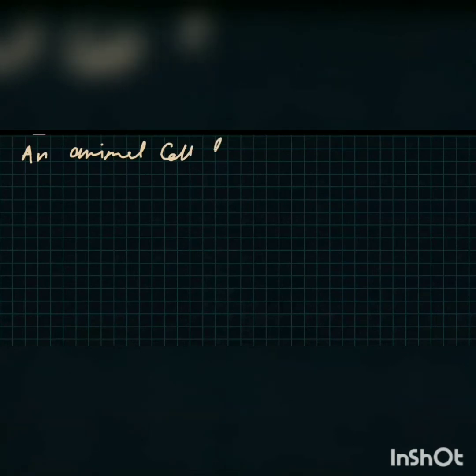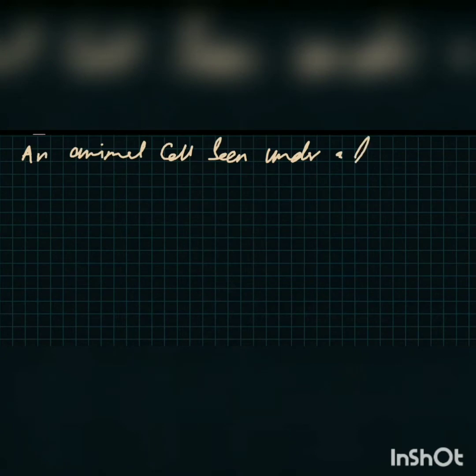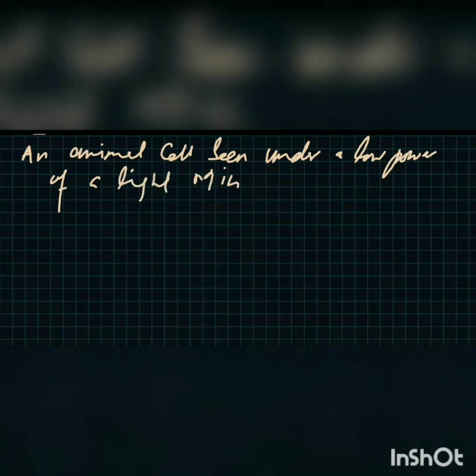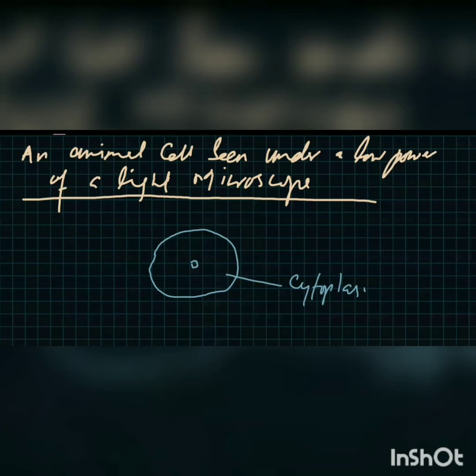So first we see the animal cell seen under a low power of a light microscope. If we look at it under low power, we will see an outer boundary, maybe the cheek cells and some other cells, and we will see a darker central region. That's it. This space is filled by a fluid called cytoplasm and a centrally densely stained body is known as nucleus.